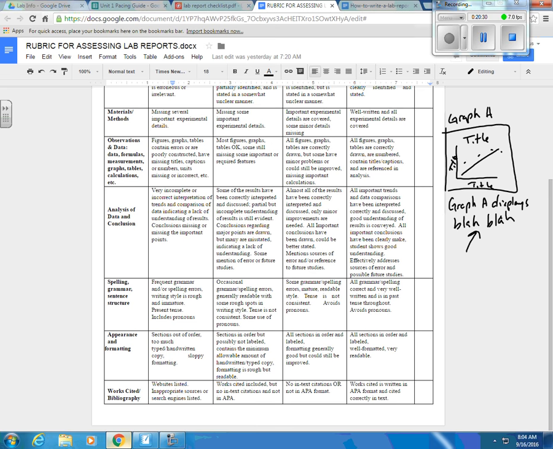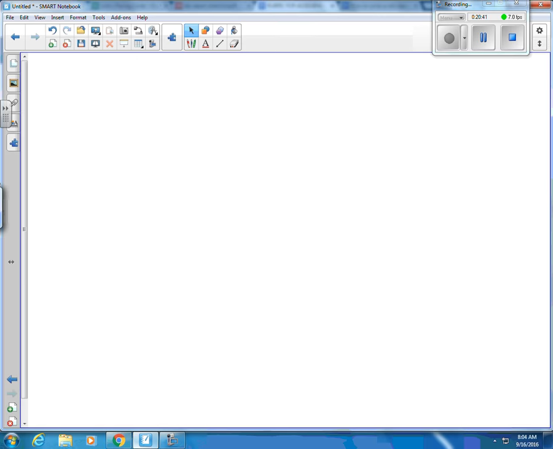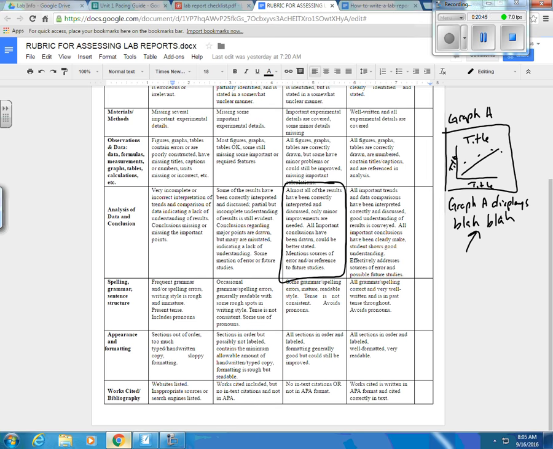Okay, let's go down here to analysis of data and conclusion. Here's your goal. Almost all of the results have been correctly interpreted and discussed. Only minor improvements are needed. All important conclusions have been drawn. It could be, but it could be better stated. And it mentions sources of error and or references to future studies.